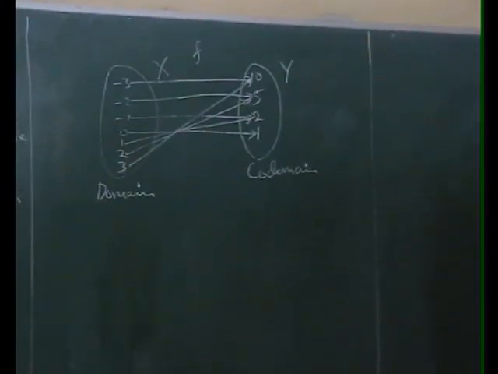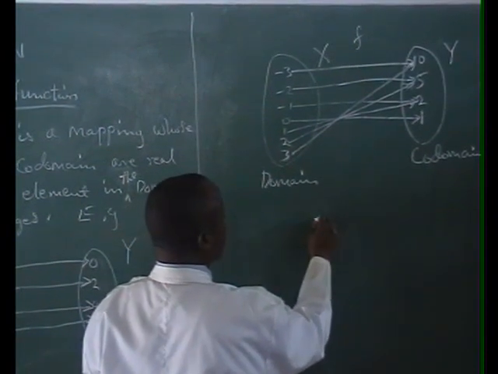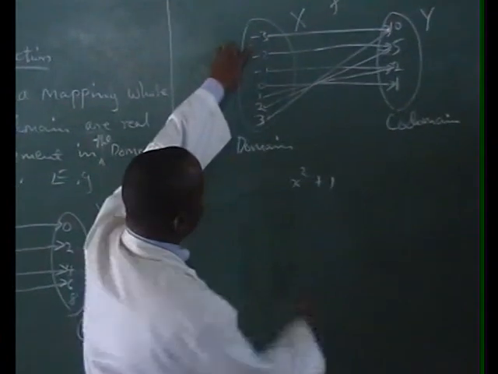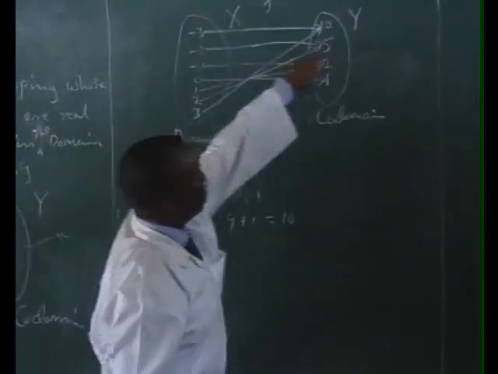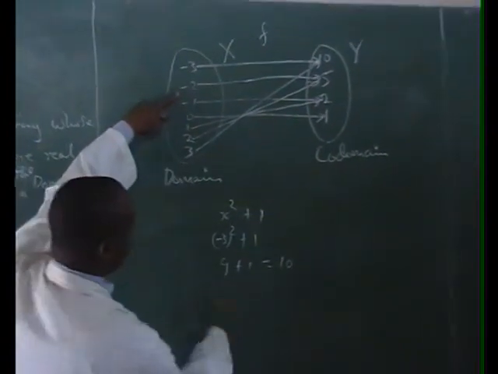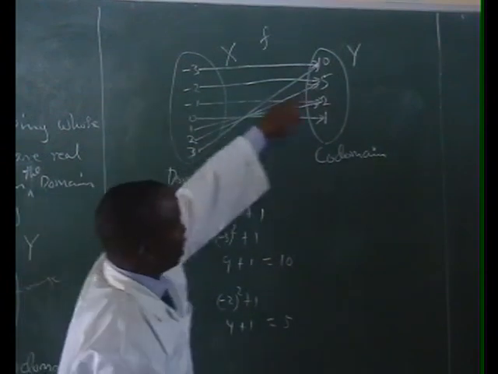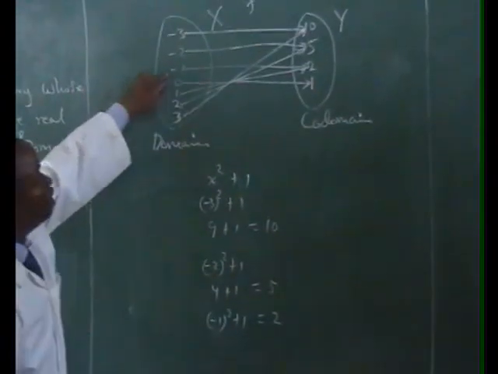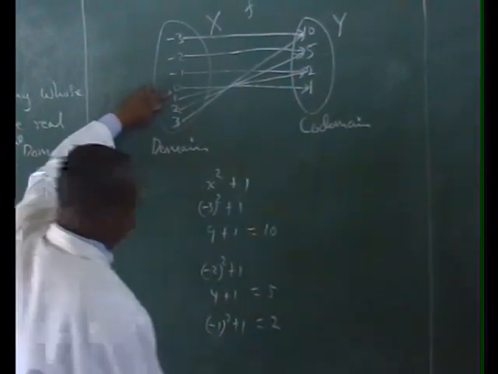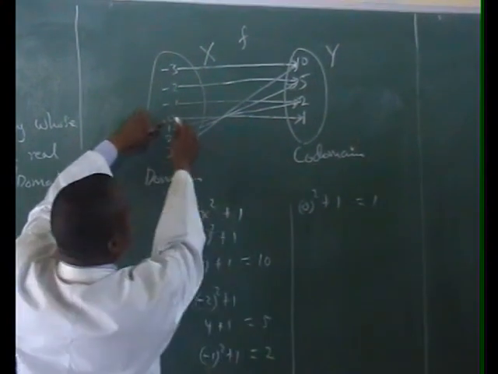Remember, there is a rule that maps this function. Now, let's discover this rule. If we look at this particular rule, we see that the rule is x squared plus 1. In x squared plus 1, if I put minus 3, minus 3 squared plus 1, I will have 9 plus 1, which is 10. Now, minus 2 squared plus 1, I will have 4 plus 1, which is 5. Minus 1 squared plus 1 will be 2. 0 squared plus 1 will give me 1.